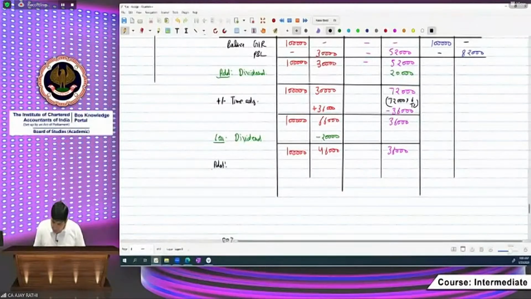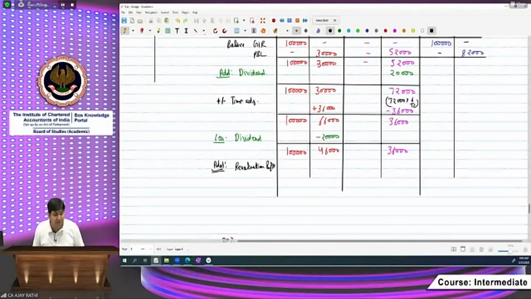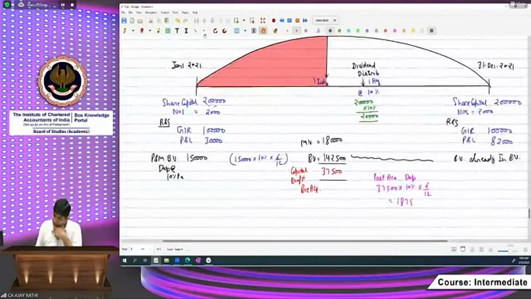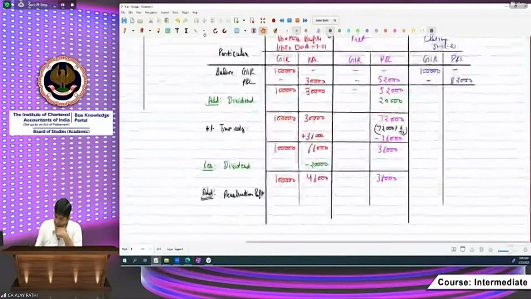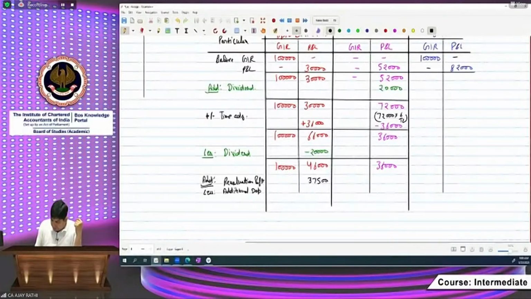at the last we shall be doing revaluation adjustment. Okay beta, now please add revaluation profit, where we shall add beta in the pre-acquisition. Okay beta, pre-acquisition, what the profit is there? Sir, that is 37,500. Okay, so we shall be adding here 37,500 and less additional depreciation. I am writing here additional depreciation.